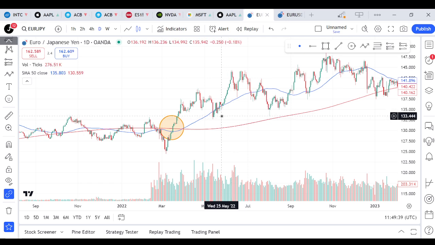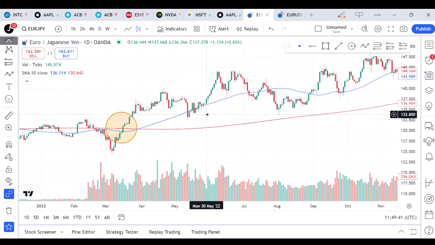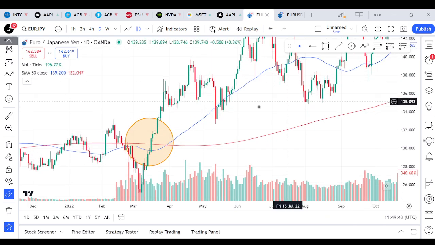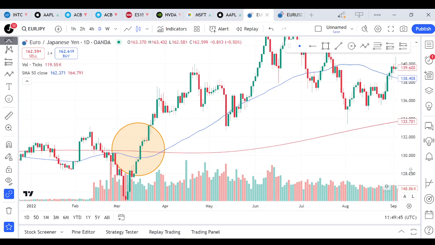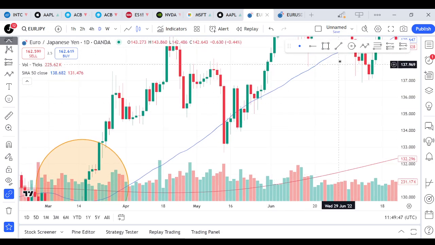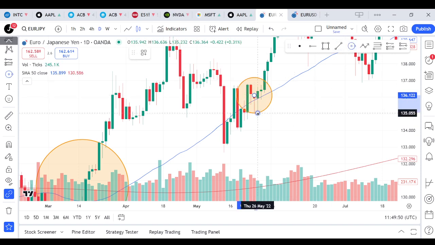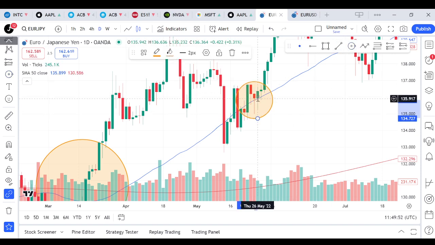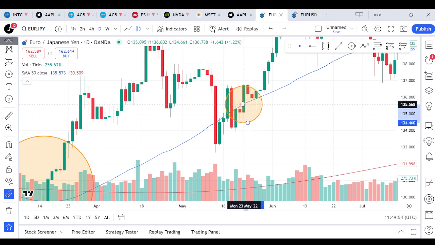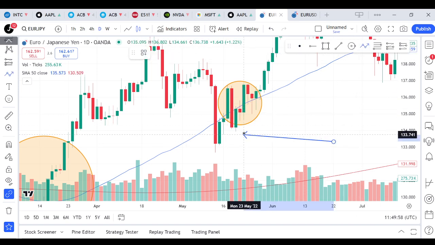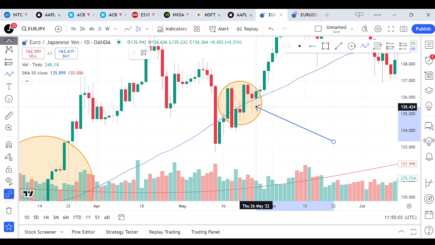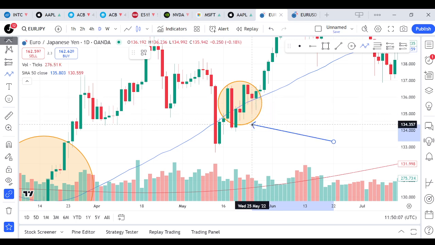For example, we have this formation here. You can see this hammer near the 50-day moving average. There is also a bullish engulfing candlestick pattern, which is this one here. I'm just going to point it out. This is a bullish engulfing candlestick pattern. This is a hammer candlestick pattern, and it is a bullish candlestick pattern, signifying that buyers are stepping in and there is rejection.